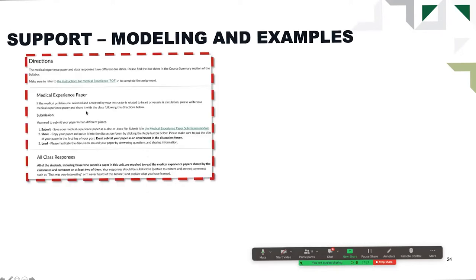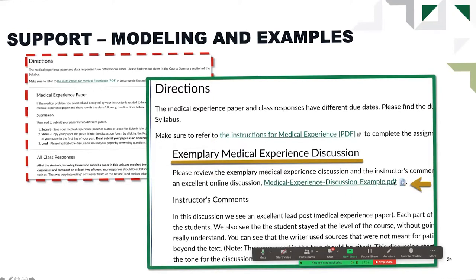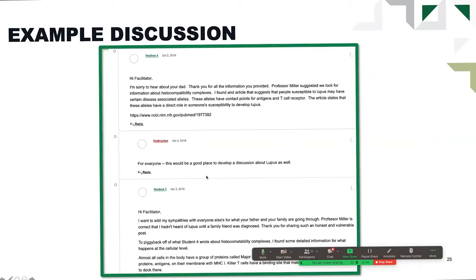Okay, this is the original one. To help students understand what a good discussion should be, we converted an exemplary discussion from a previous class into a PDF document. We also provided the instructor's comments to help students understand why the discussion is excellent and how it meets the expectations. And here is a screenshot of part of that PDF document. So this is an example of a good discussion.